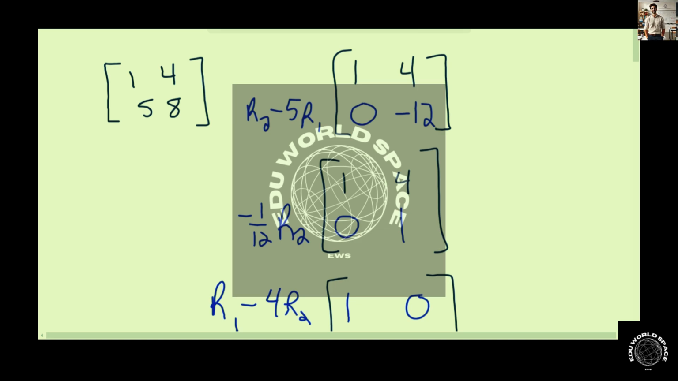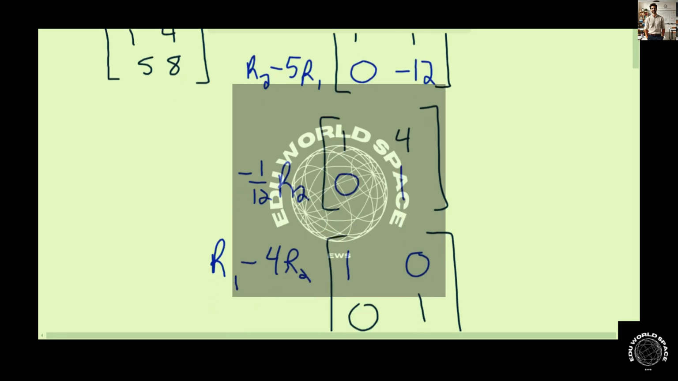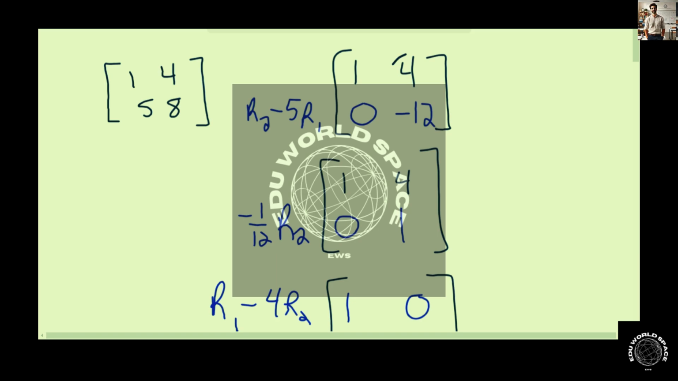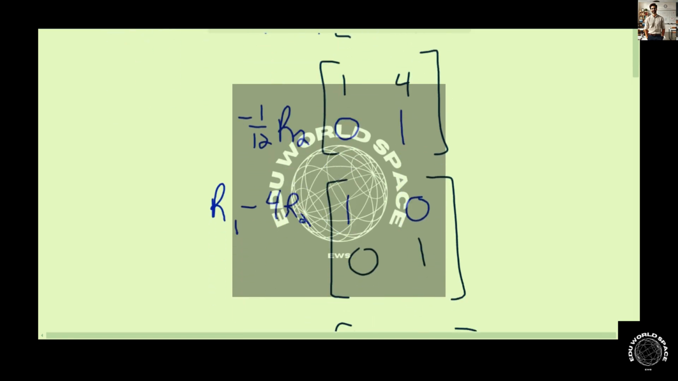And so you can do something like take row 2 and subtract 5 times row 1 because you want to get a 0 under the 1. Your goal is to get 1, 0, 0, 1. So if we take row 2, subtract 5 times row 1, we'll get 5 minus 5, which is 0, and 8 minus 20, which is negative 12. Now taking this matrix, let's get a 1 in this position by taking negative 1/12 of that row. That gives us 0, 1, and 1, 4 stays the same.